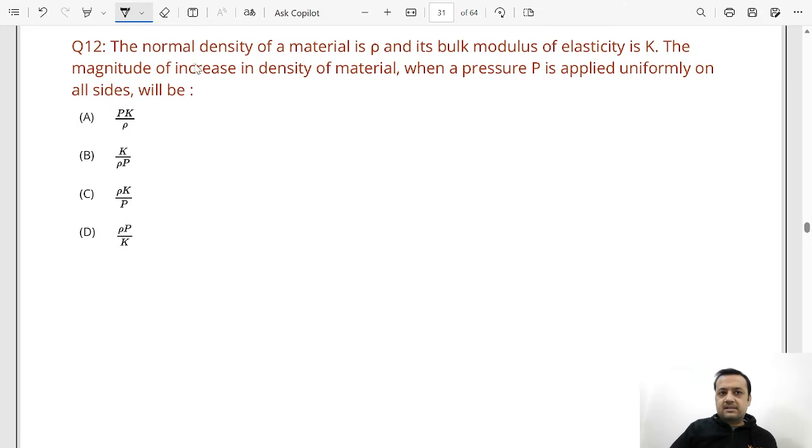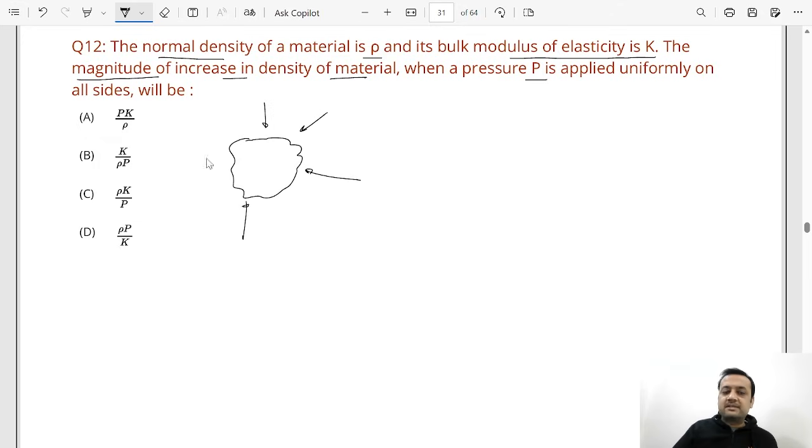Then here, the normal density of a material is rho and the bulk modulus of elasticity is K. The magnitude of increase in the density of material when the pressure P is applied uniformly on all sides. So imagine that this is some material. Now we are applying the pressure P from all sides. That means the incremental pressure is P, because that is the amount of pressure that we are applying from every side. So how much pressure will increase? That will be P only.